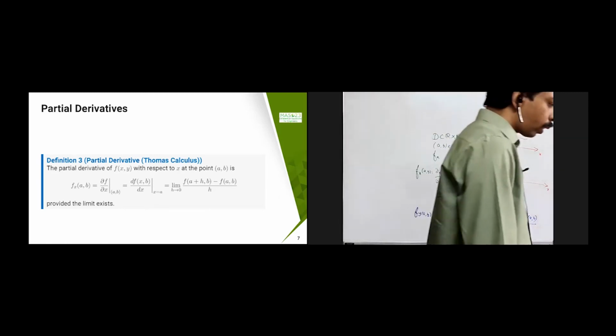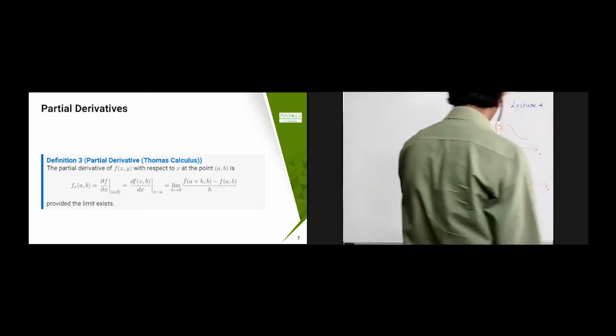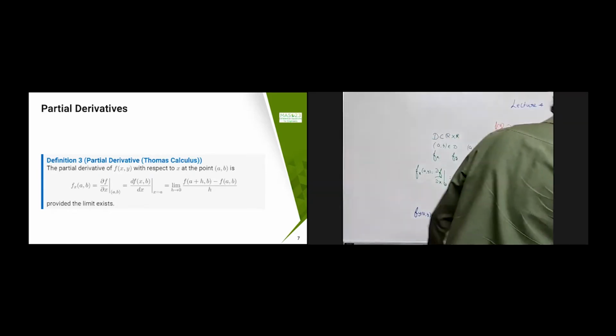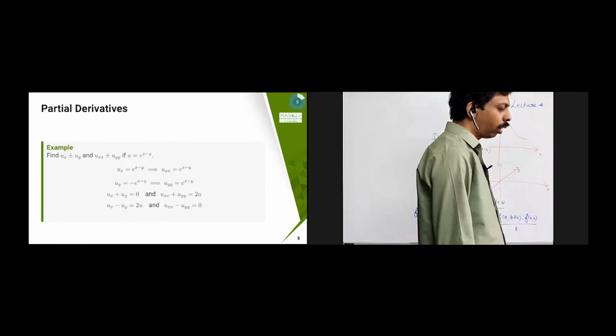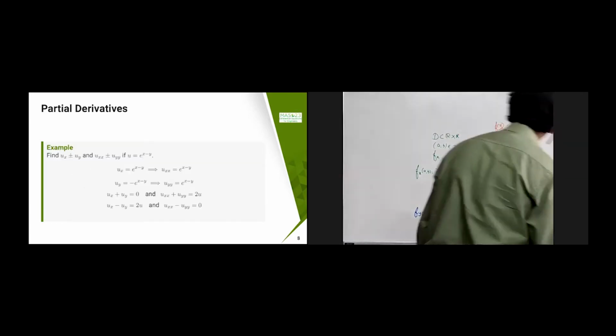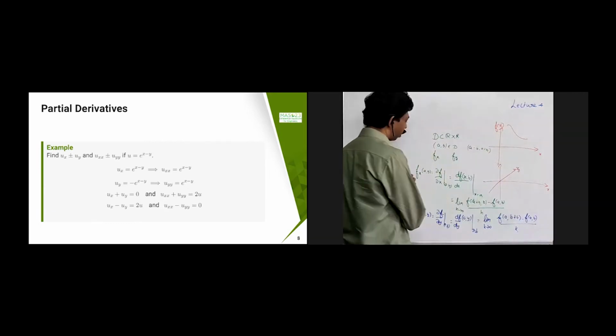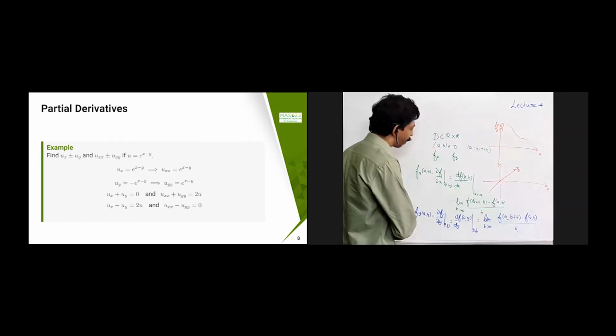Provided these two limits exist, we say that the partial derivatives with respect to x and y exist and will be different. For example, there are some problems here, like u_x plus u_y. You'll see some of the examples also.